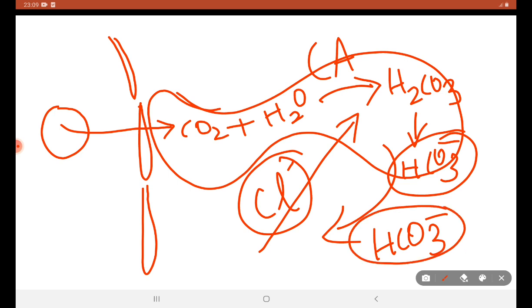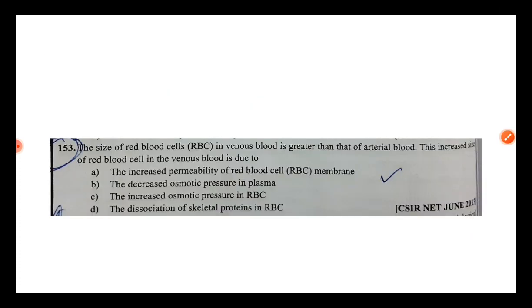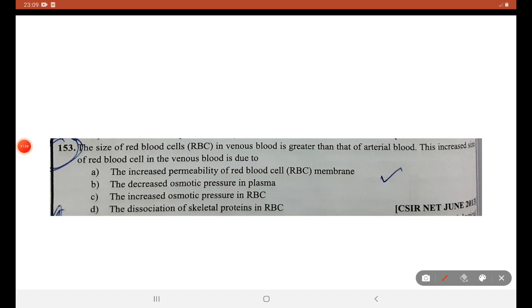This is the major reason for the change in the size of RBC between arterial blood and venous blood. Hope it is clear about chloride shift. Coming back: the size of the red blood cell in venous blood is greater than that of arterial blood. This increase in size is due to increased osmotic pressure.